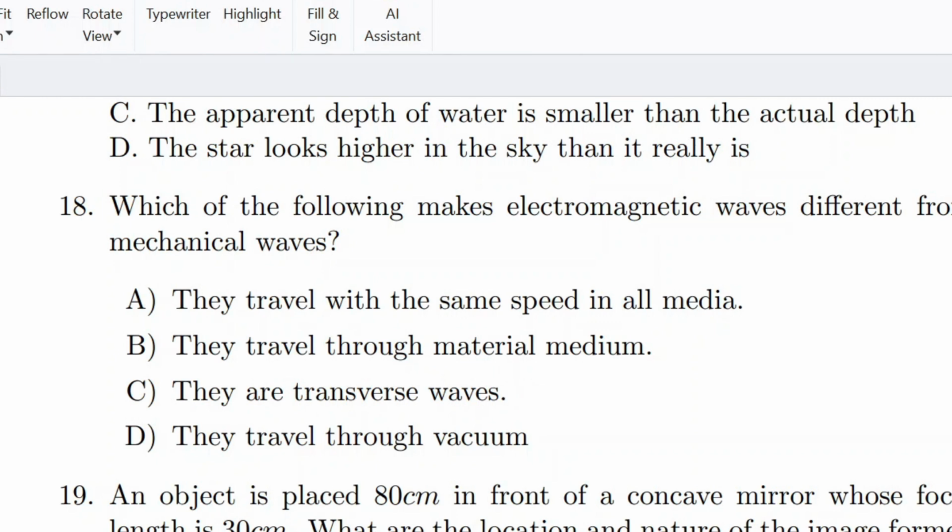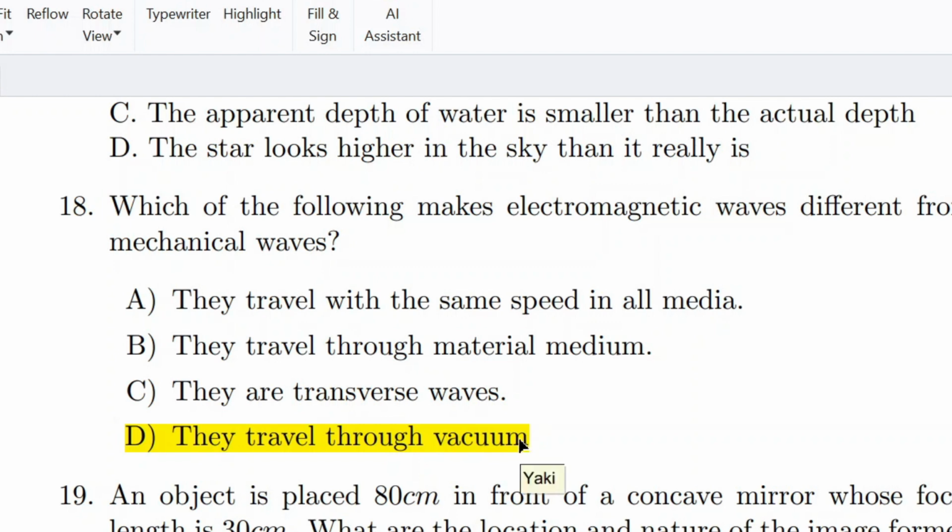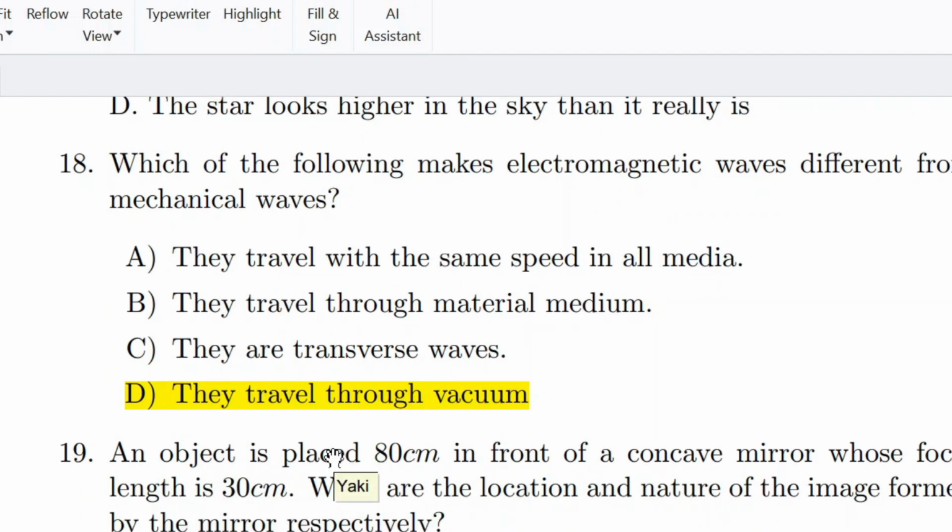The only answer which is unique to electromagnetic waves is alternative D, which says they travel through vacuum. Only electromagnetic waves can do this. Mechanical waves cannot pass through the vacuum because mechanical waves are due to the oscillations of the physical medium. They always need the medium. That is what makes electromagnetic waves different from mechanical waves, because electromagnetic waves can travel through vacuum.